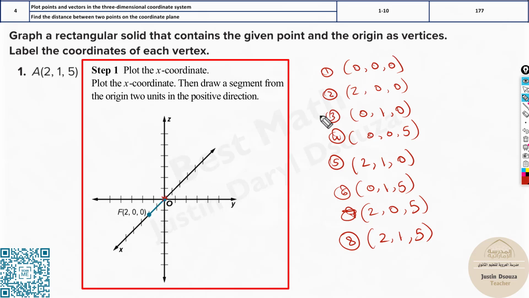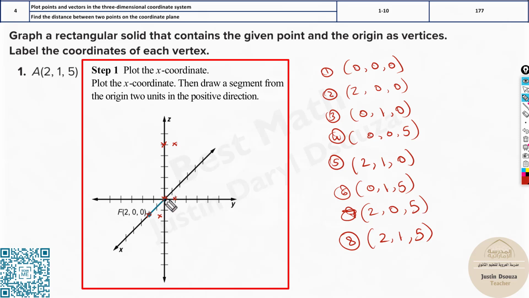Now if you plot all these points, I'll show you here. 0, 0, 0 is this point, this is 2, 0, 0 would be this. Now x is 0, y is 1 and 0, this one. What about this 0, 0, 5? So 1, 2, 3, 4, 5. That will be that point. 2, 1. So 1, 2 and then 1 to the right somewhere over here. And what else? 0, 1 and up by 5. This will be the point.